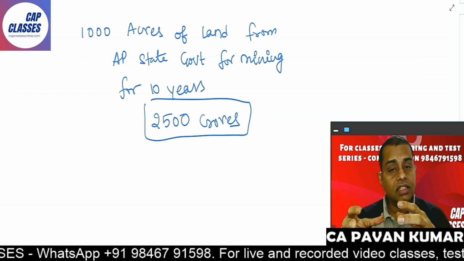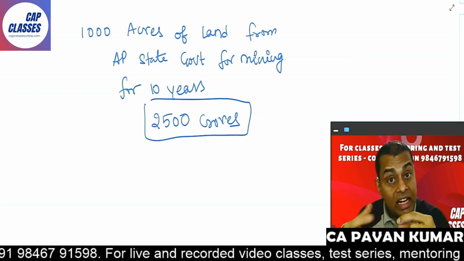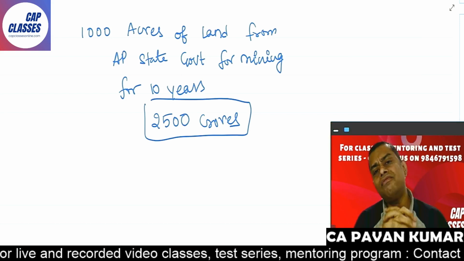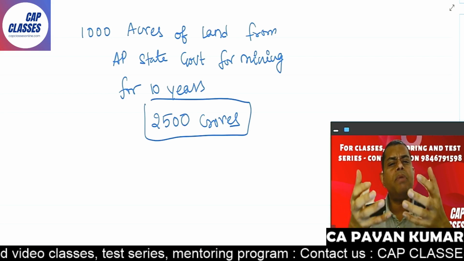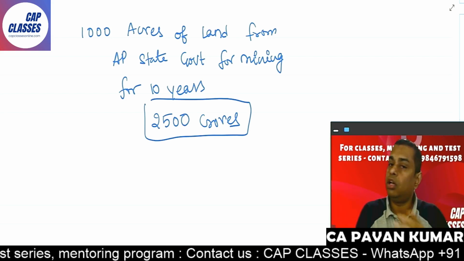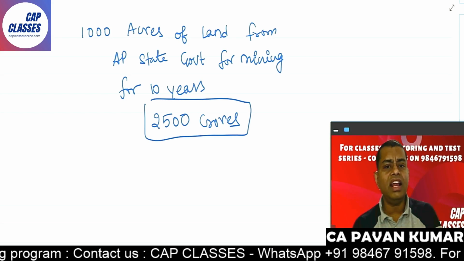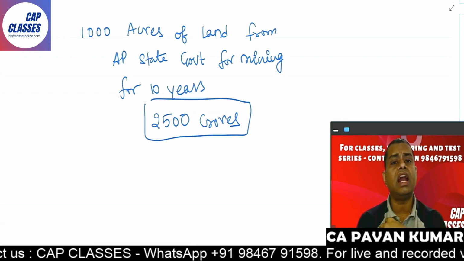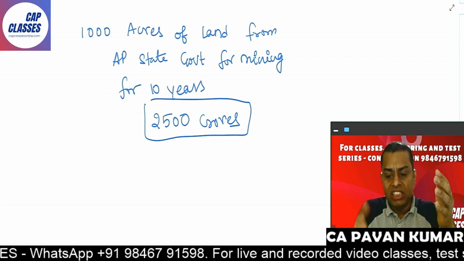During these 10 years, you will extract minerals out of the mine, correct? Then at the end of the 10th year, what happens? The land, whatever you have taken, will become a big pit, a big hole, not dwellable. You cannot do any activity on that. Literally, it is unfit for living, unfit for any agricultural activity, unfit for any industrial activity. So this 1,000 acres of land is gone because it is a hole now.